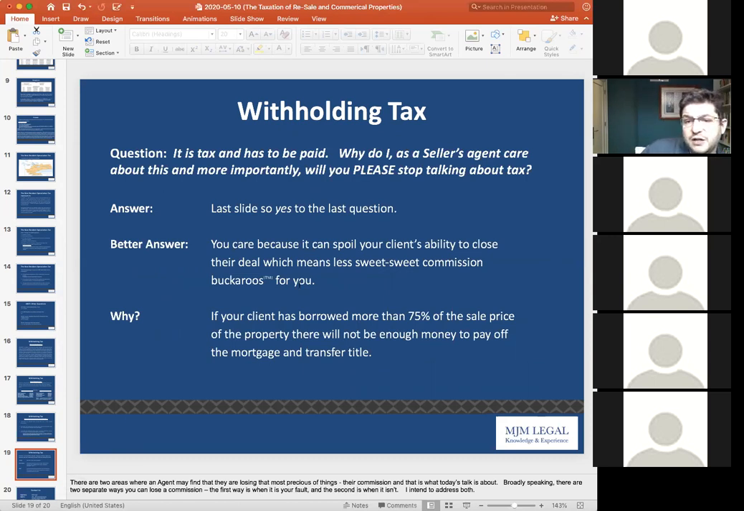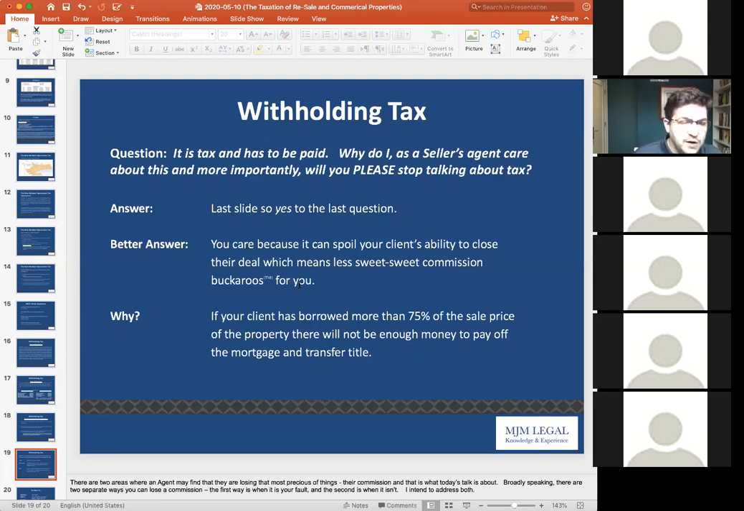Why do I, as a seller's agent, care about this? And more importantly, will I please stop talking about tax? The answer is yeah, this is the last slide, so I will absolutely stop talking about tax. You care because it can spoil your client's ability to close their deals, which means less sweet commission buckaroos for you. Why? Well, think about this. If there is an obligation to pay the government 25%, and if there is a mortgage on title for more than 75%, then there will not be enough money to pay the mortgage out if they have to take 25% and pay it to the government.